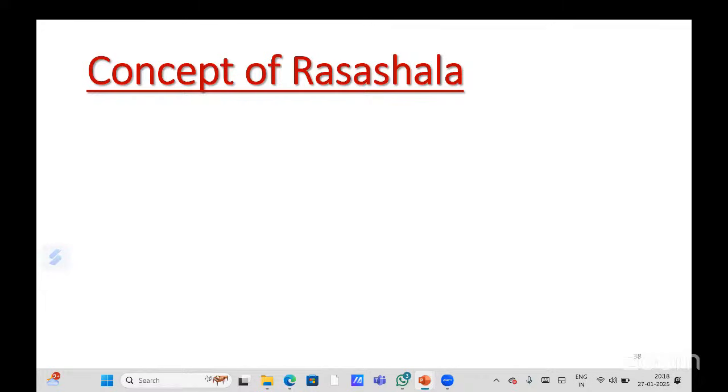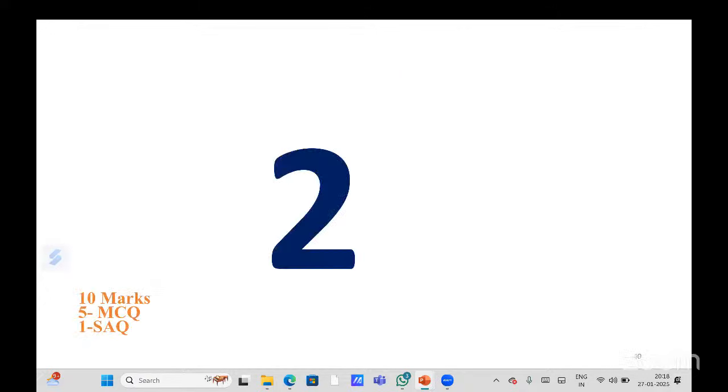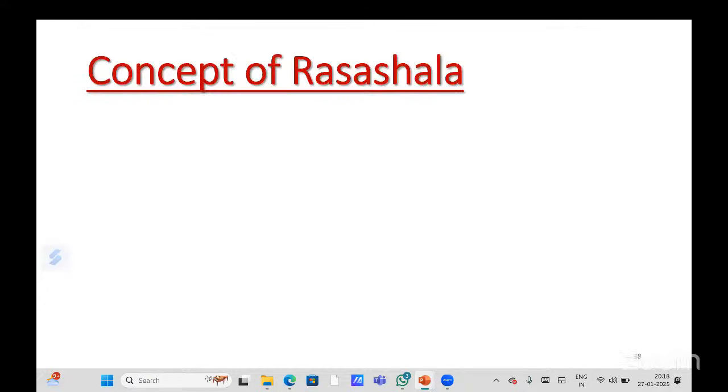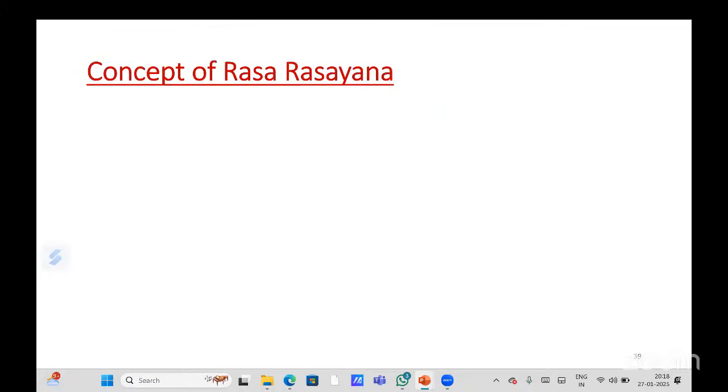Next will come the concept of Rasashala and the concept of Rasa and Rasayana. Again, coming to the questions in the syllabus, syllabus point number 1 is for 5 marks. They may ask the concept of Rasashala, or the concept of Rasa Rasayana, or the contribution of Nagarjuna to the field of Rasashastra, or the chronological development of Rasashastra. So this is in short in relation with syllabus point number 1.